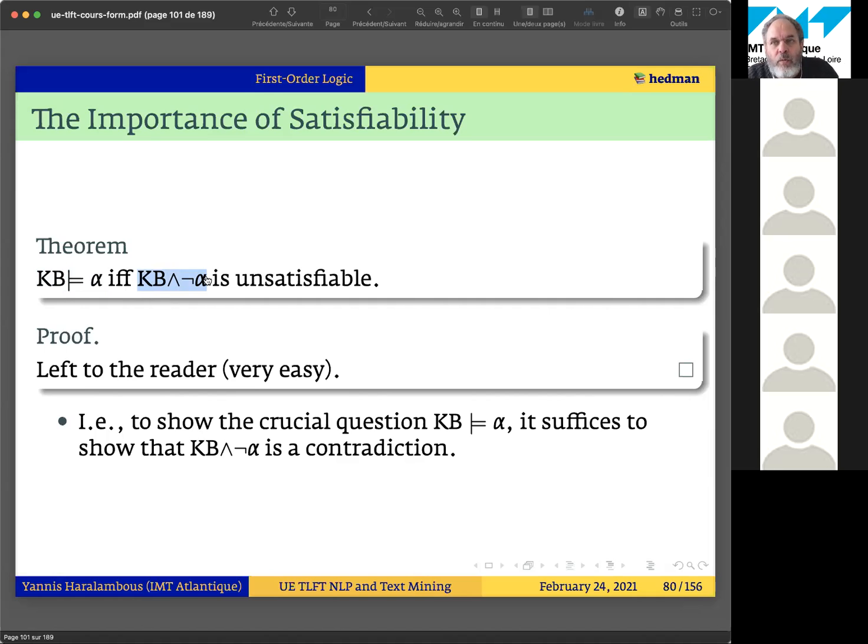So all you need to do to prove that alpha is a consequence of the knowledge base is to take the negation of alpha, add it to the knowledge base, and show that you got something contradictory. And this a machine can do, because there are ways of showing that some conjunction of formulas is a contradiction.